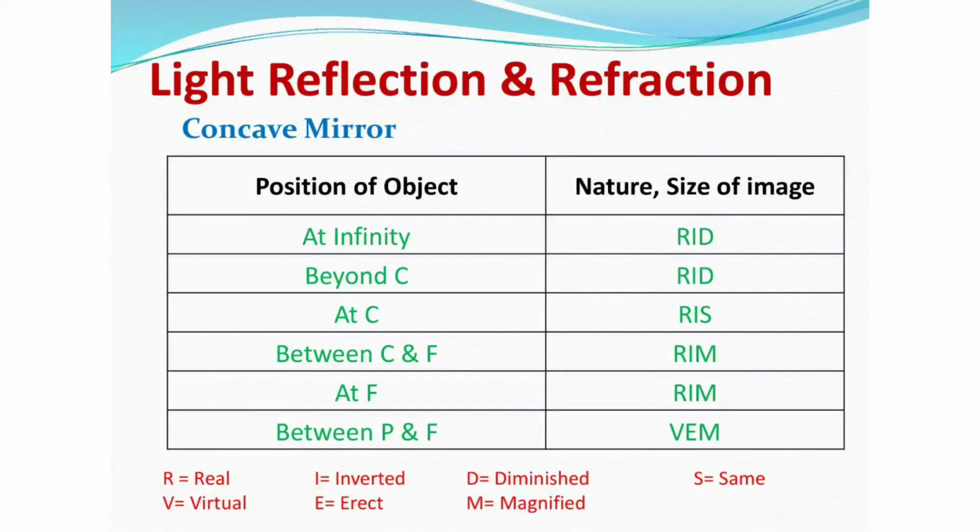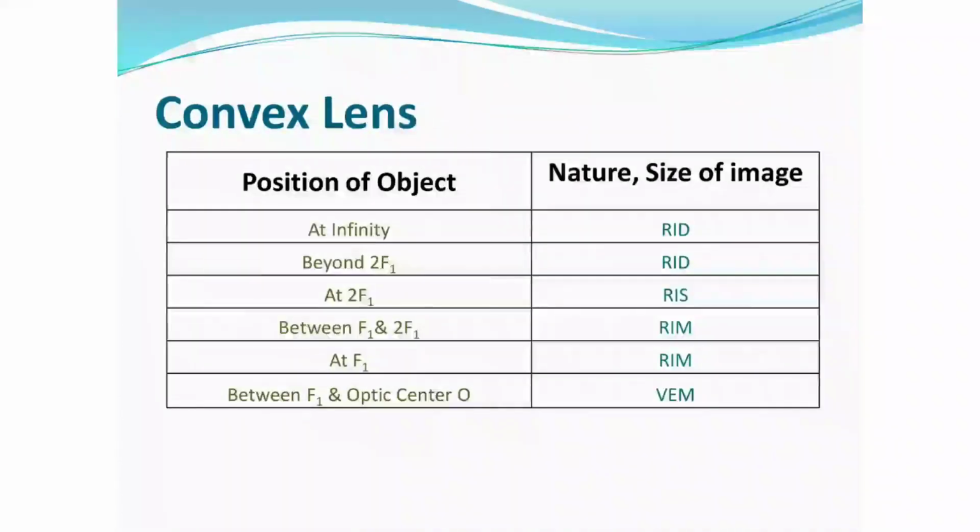So if you know this, you can easily remember the position and nature of the image. I repeat again: the first two are RID, the third one is RIS, the fourth and fifth will be RIM, and the last one will be VEM. Real inverted diminished; real inverted same size as the object; real inverted magnified or enlarged; virtual erect and magnified or enlarged.